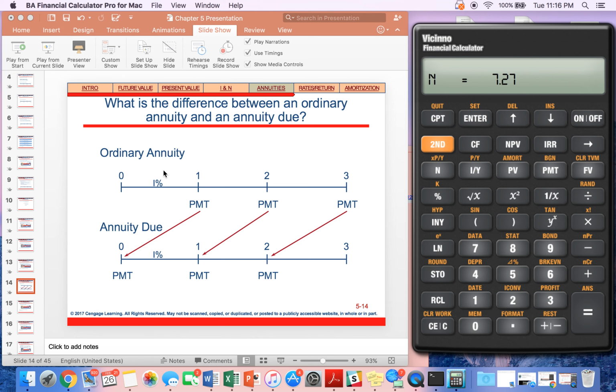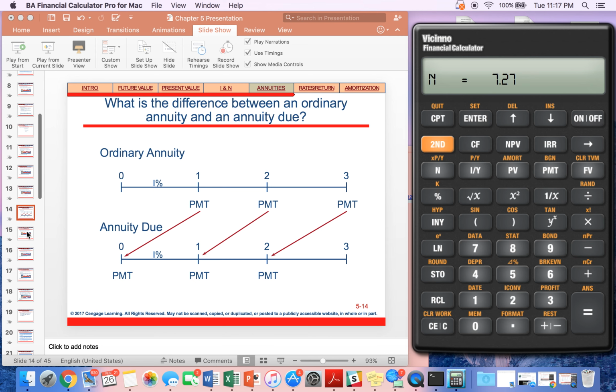So when you think of an ordinary annuity, I want you to think payment at the end. And when you think of an annuity due, think about the payment at the beginning. Because not only is this important for you to know the annuity, this is also very important for you to understand about the modes of your calculator. And we'll get into that. So think end, beginning. We're going to come back to that.